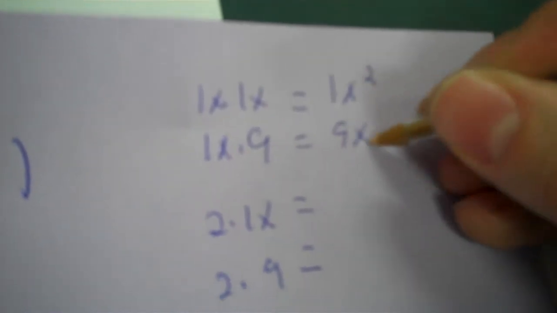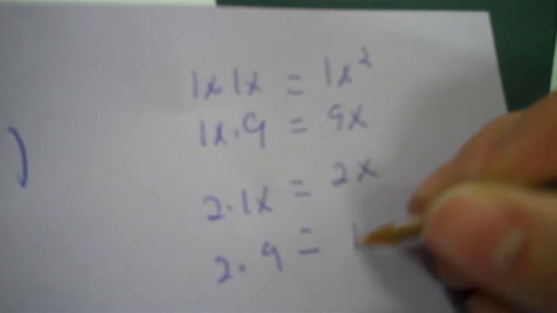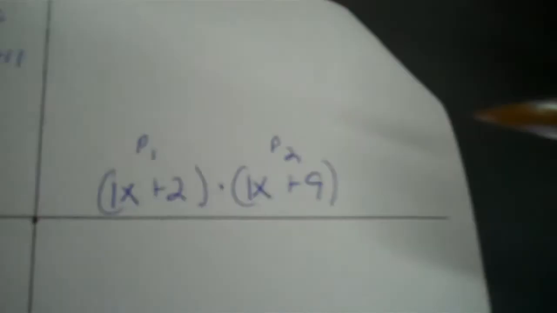Then 2 to 1x, 2 to 9. One times 1 is 1, x times x, x second, then 9x, 2x, and 18. Okay? So if I slot them, it's 1x to the second. Combine those, that makes 11, and then 18. And that is exactly what we started with, so that is right.